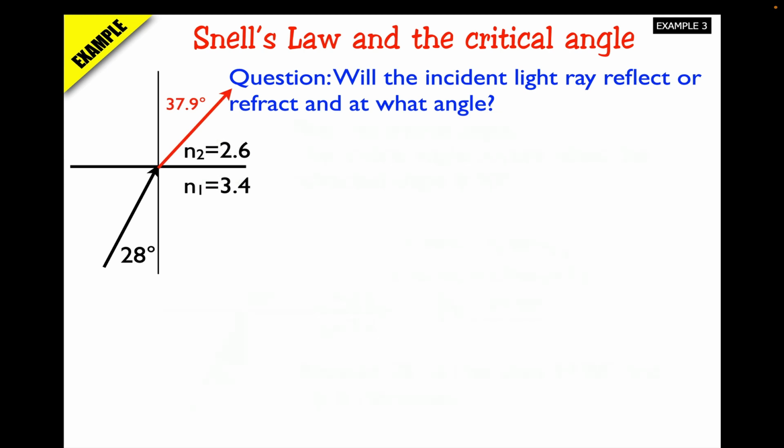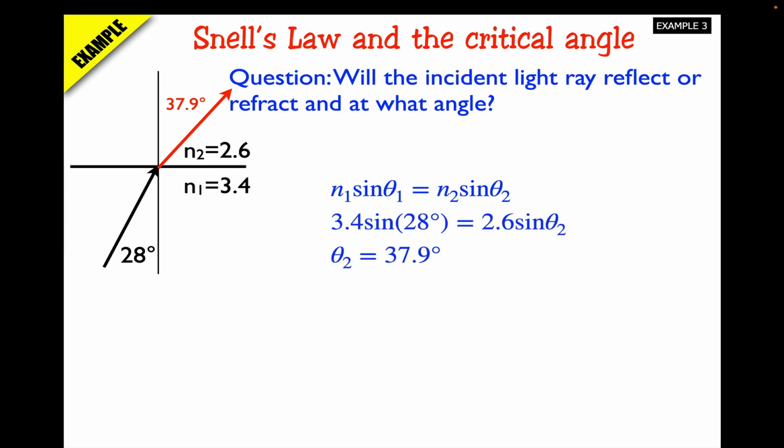So now I'm back at my original problem. I know n1 sine theta 1 equals n2 sine theta 2. Putting in my numbers, 3.4 times sine of 28 degrees equals 2.6 times sine theta 2. Theta 2 is 37.9 degrees, which you can see I have already shown in the upper left-hand corner.